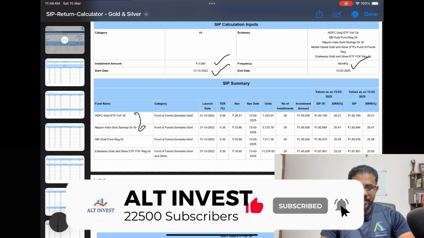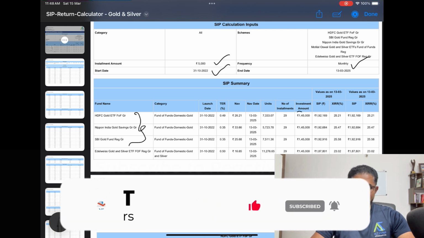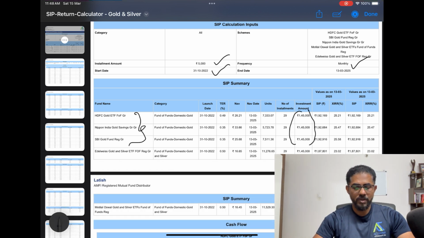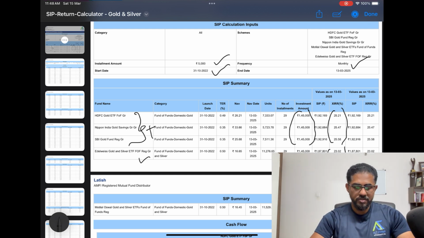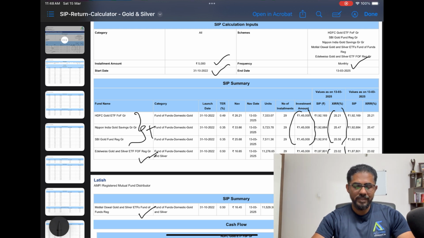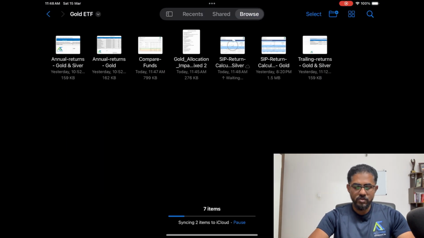HDFC, Nippon, SBI, Edelweiss. The total investment amount would be 1.4 lakhs in each one, and their current XIRR returns are between 23% to 25%. This is for the gold-only portfolio mutual funds. Along with that, you also see the gold and the silver ETFs here. That's a quick overview of how these funds have performed since 2022.